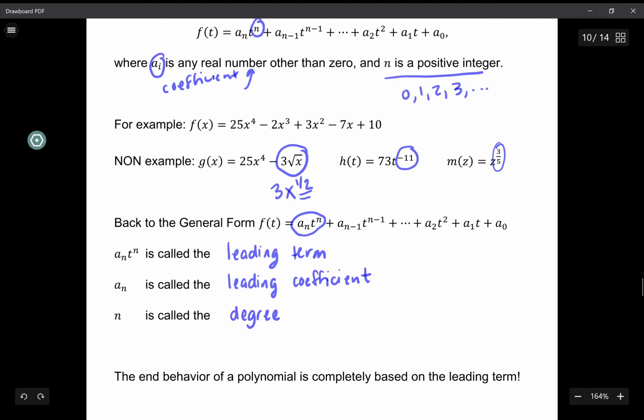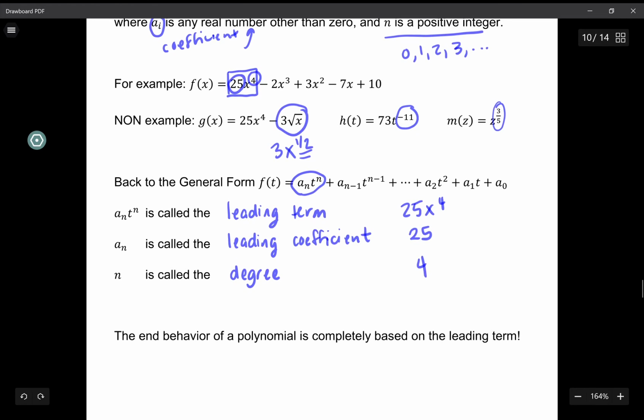That's the highest power. So if we look at our example of f of x up here, the leading term is 25x to the fourth. That's the leading term. The leading coefficient is just the 25. And the degree is the 4.